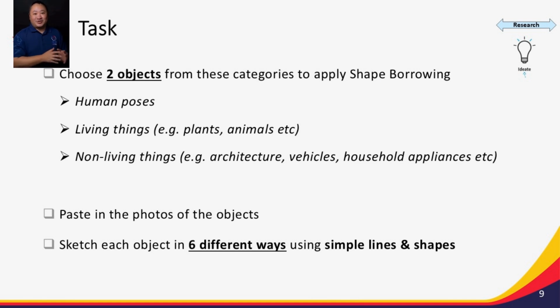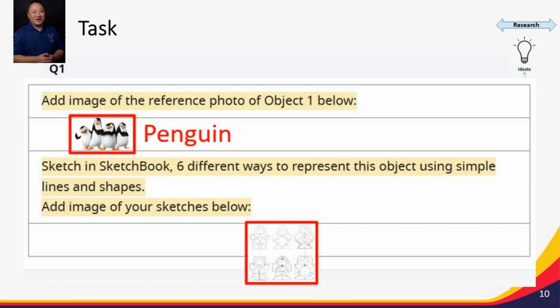You will need to choose 2 objects to apply shade borrowing. The objects can come from these 3 categories: human poses, any living thing, and any non-living thing. Remember to add in the image of your reference photo in your assignment.